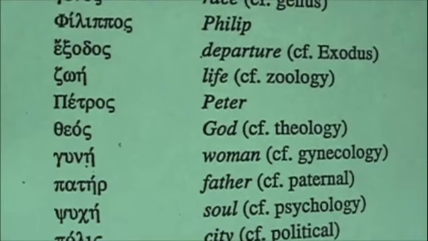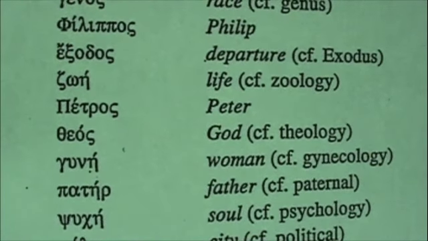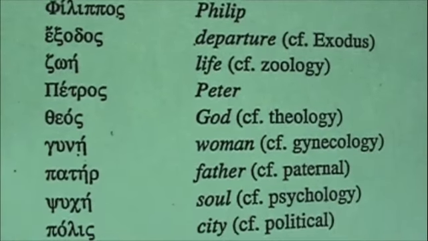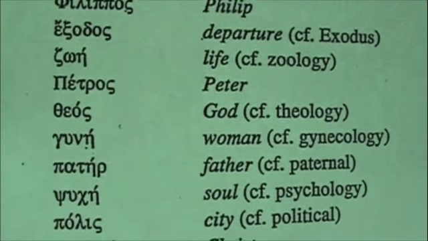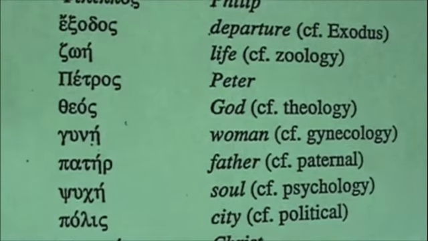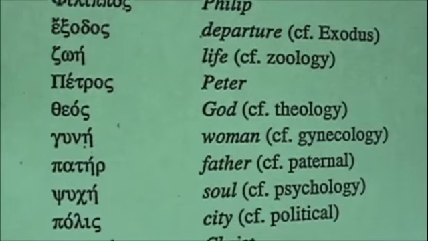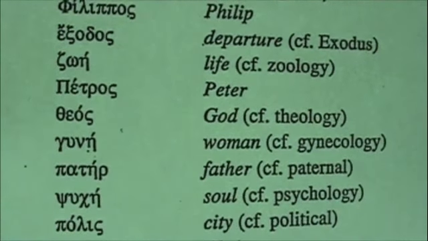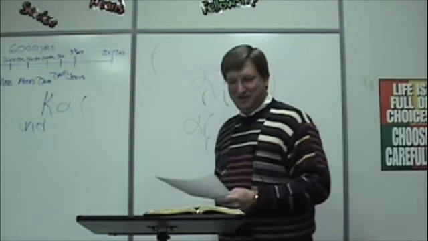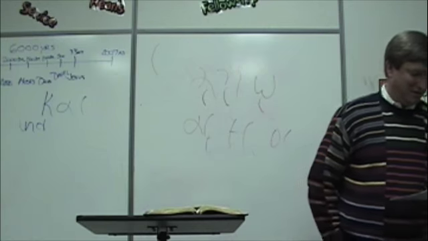The next word is the word zoe. Zoe. We get our word life. The word zoo, zoology. Is it Zoe or Zoe? Zoe. The emphasis is on the last syllable. Not always. It's on the end of verbs.